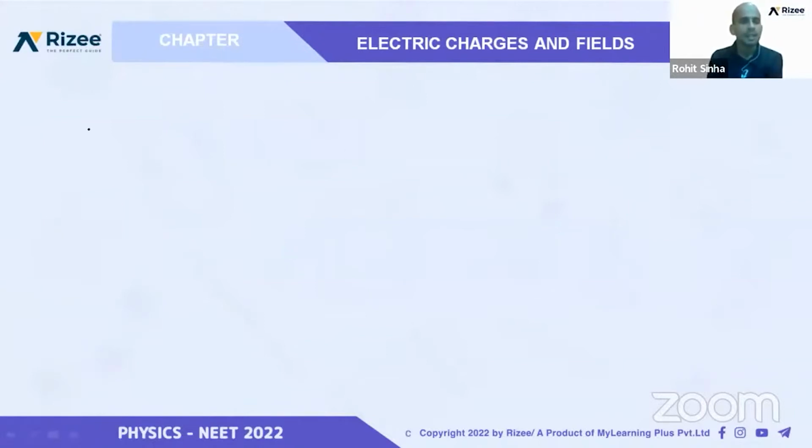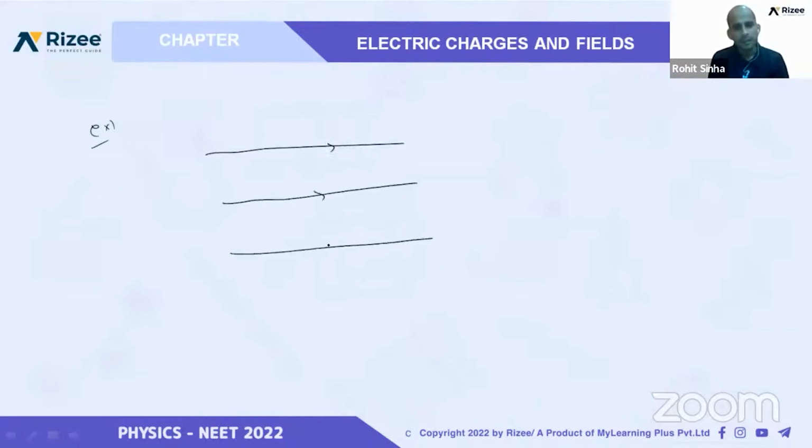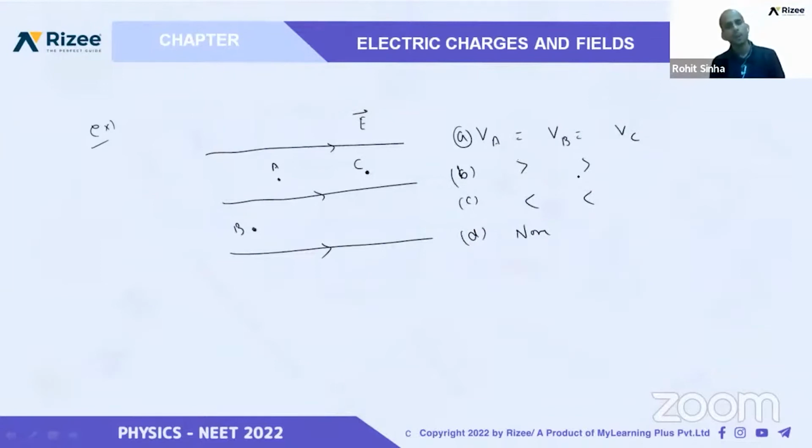Now, let me take one example from a similar type of question. Suppose I am having this electric field, and I am having three points like this, A, B and C. Can you show me what will be the relation between the potentials at A, B and C? Can you tell me what will be the option? Option A, option B, option C, and option D will be none.